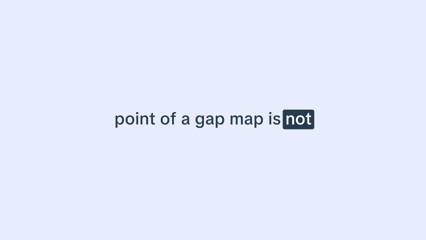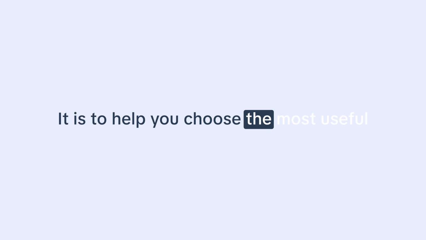The point of the gap map is not to prove that you need more content. It is to help you choose the most useful test you could run with the identified type of asset. Suppose 4 of the 5 deals slowed because buyers were unsure what implementation would be required. You now have a clear hypothesis. A simple implementation roadmap may help buyers understand the effort, ownership, timing, and the path to value.